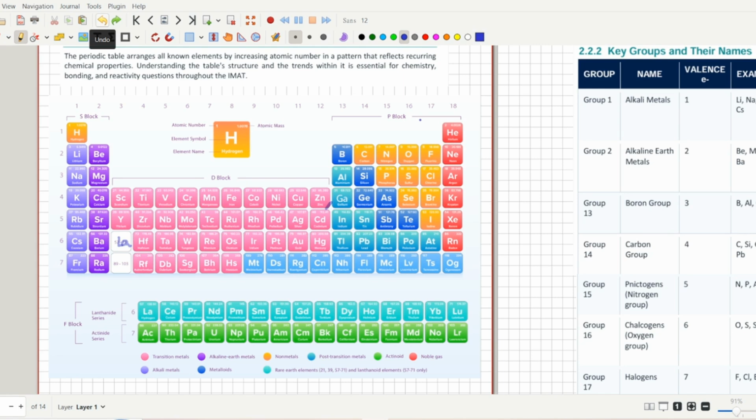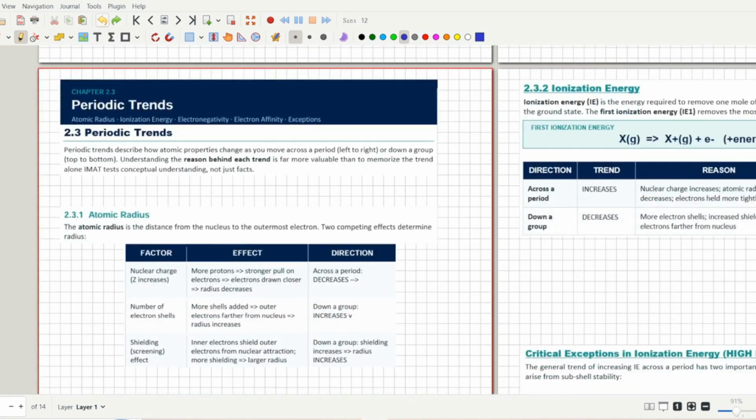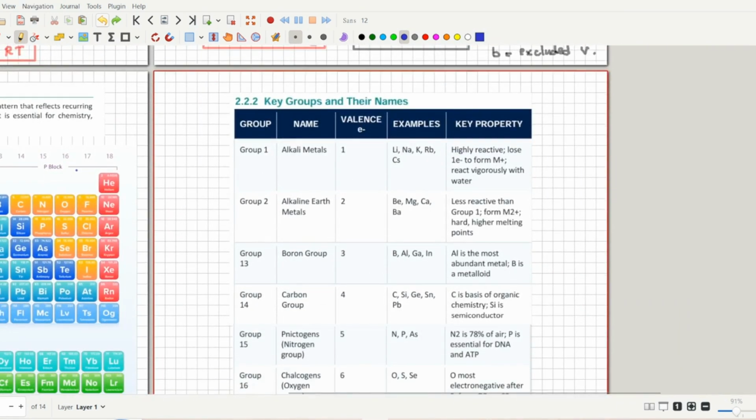You don't have to memorize the whole periodic table as I told you before. You only have to memorize the elements that I gave you mnemonics for. Like you have to memorize S block elements, P block elements, and the first two lines for D block elements. You don't have to memorize all the elements, they won't be coming in your IMAT exam. So let's move on to our next topic, that is about the key groups and their names.